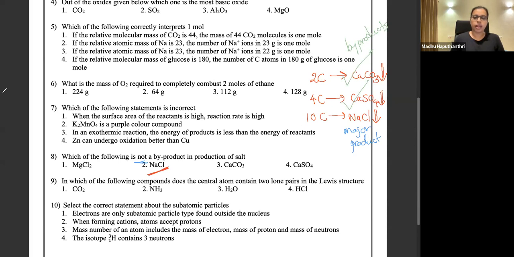Calcium carbonate and calcium sulfate, very clearly, we are separating those in the first 2 tanks. So here, clearly understand our main focus. Our main focus is sodium chloride. So it's not the byproduct, it's our major product.